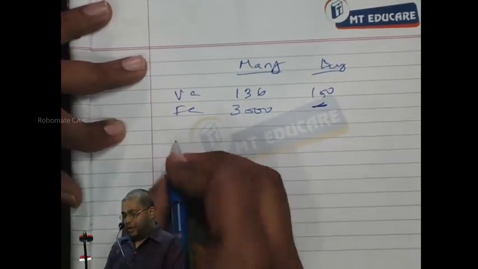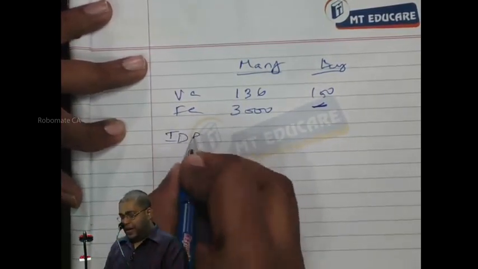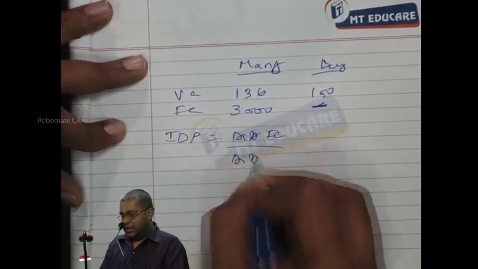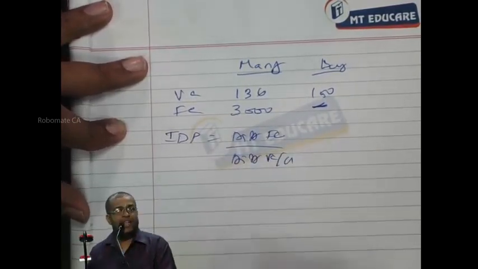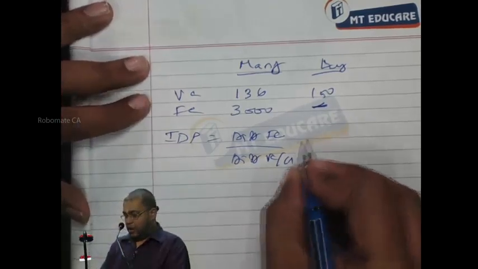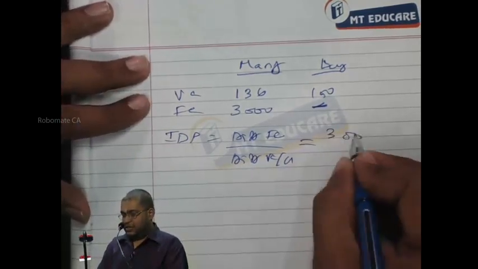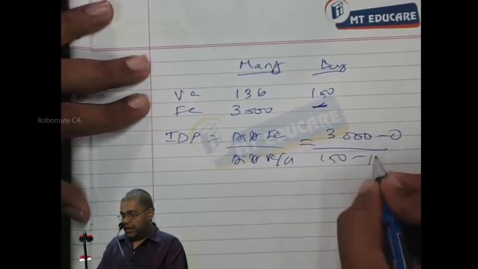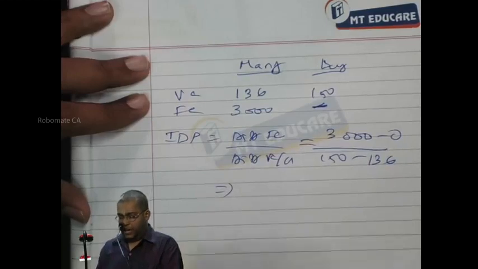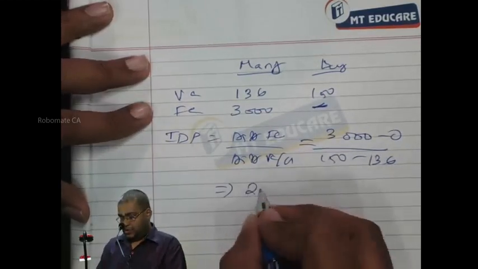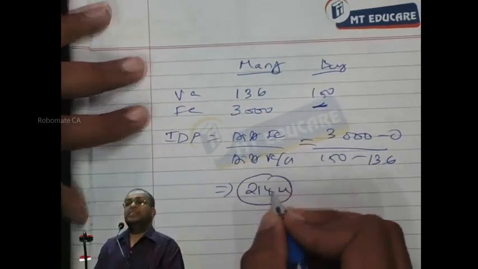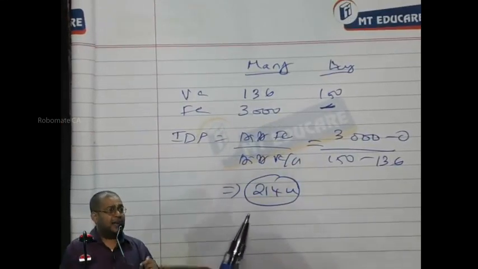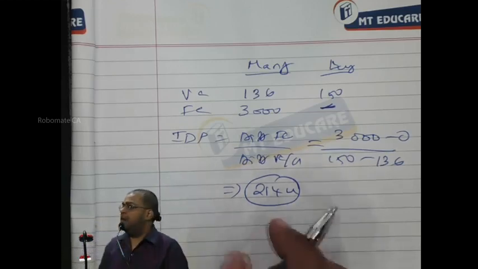Tell me the formula for indifference point. I forgot long back. What's the formula? Difference in fixed cost divided by what? Difference in variable cost per unit. Everybody following or not? What is the difference in fixed cost? 3,000 minus 0 divided by what? 150 minus 136. Round off and tell me how many units? 214 units.